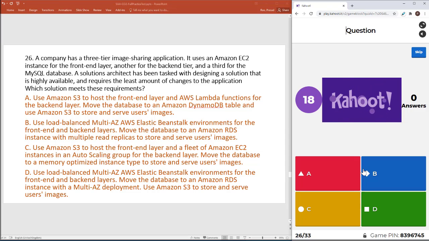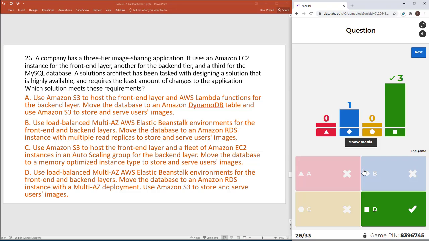20 seconds left. 5 seconds left. Yay! Good. I'm glad 3 of you got it right.